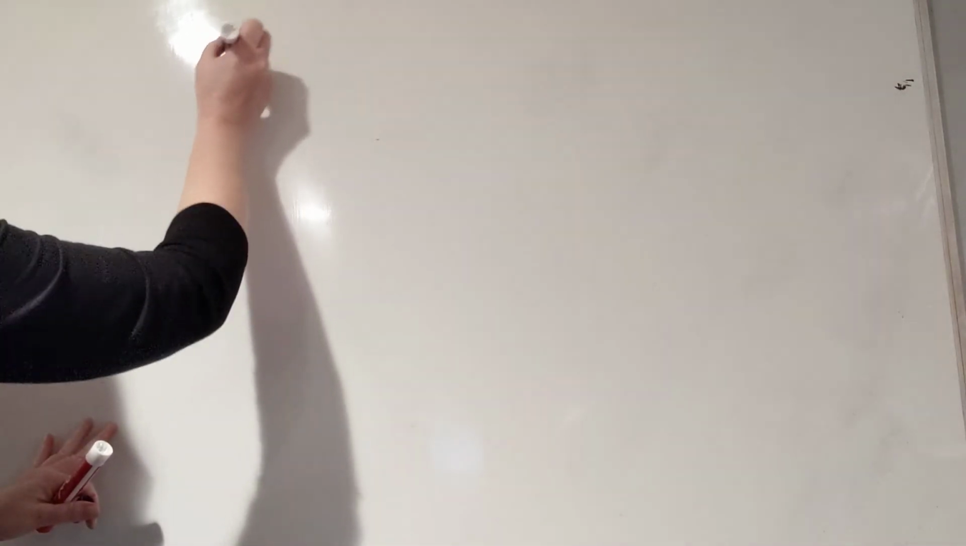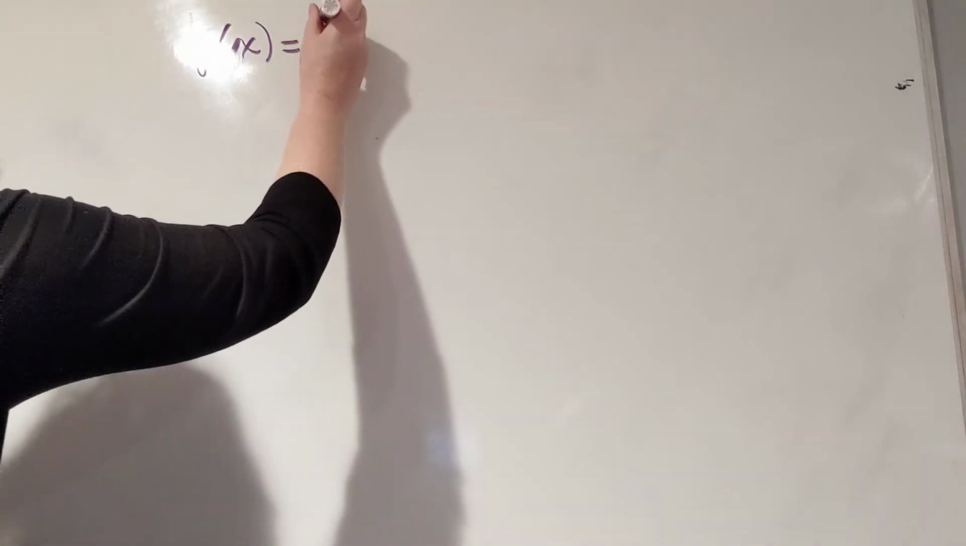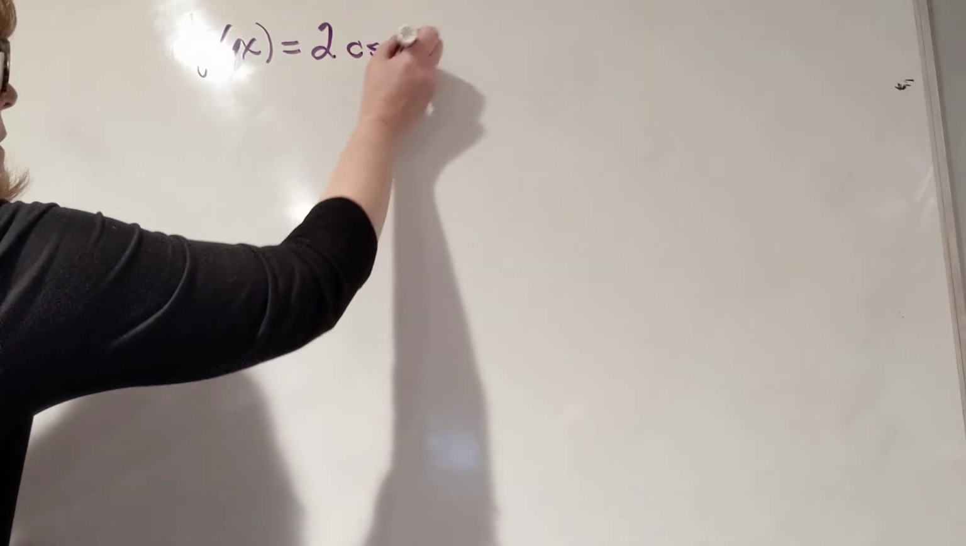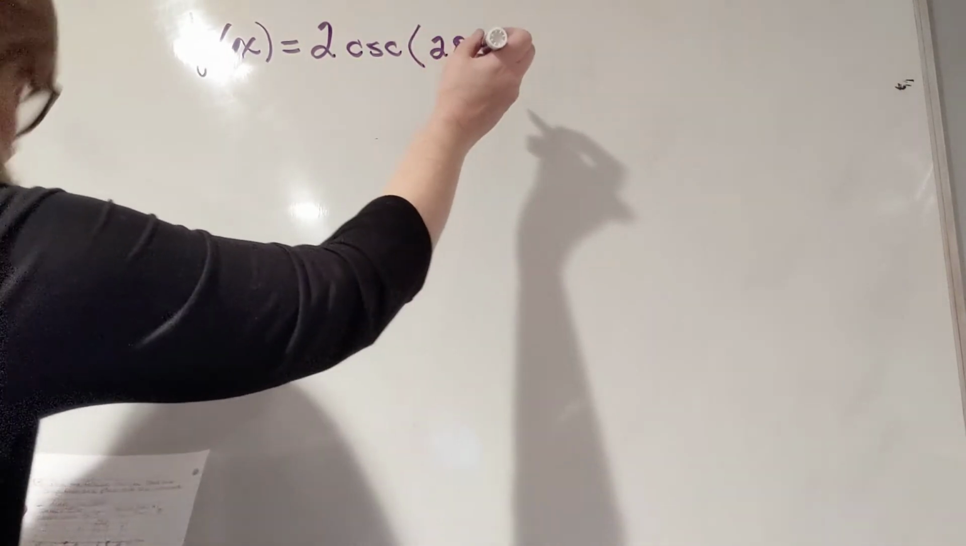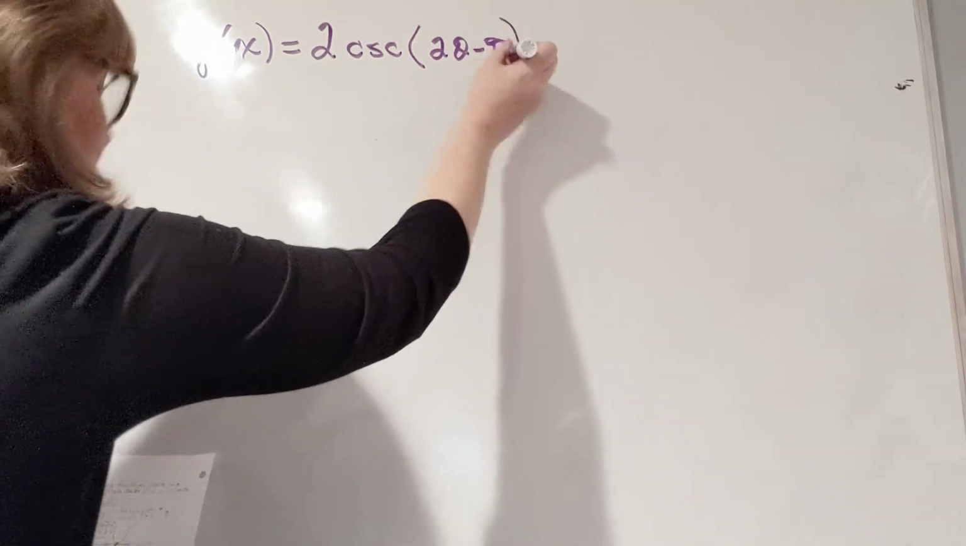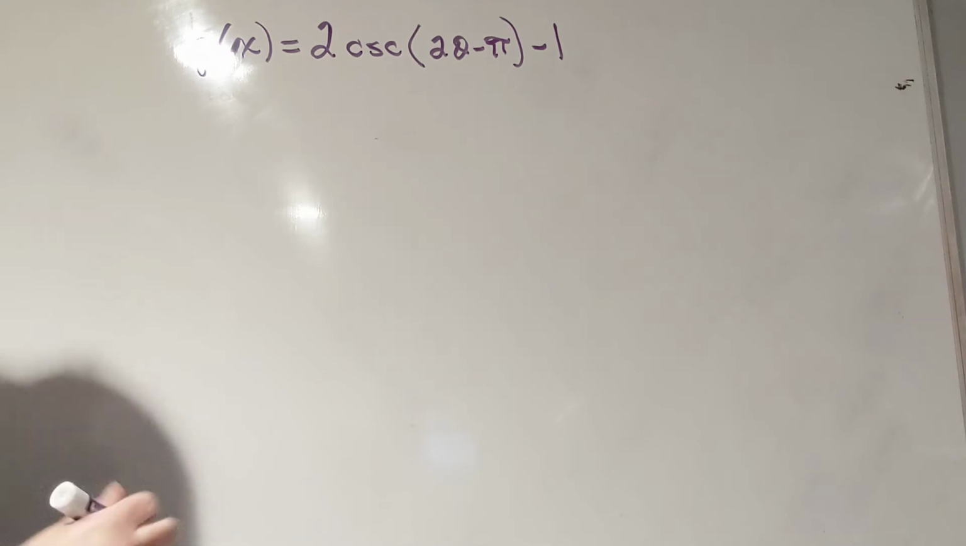Let's do g of x equals 2 times cosecant of the quantity of double theta minus pi, this quantity minus 1. All right, let's jot down some things we know.